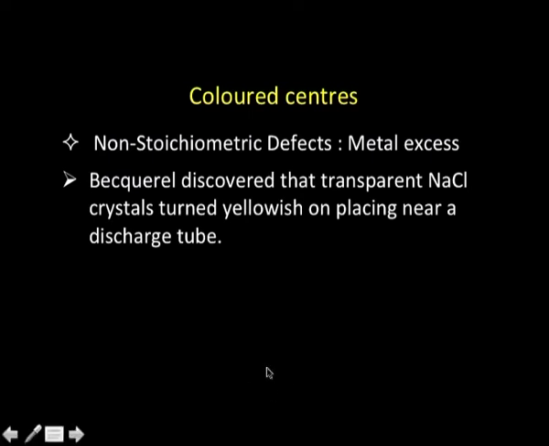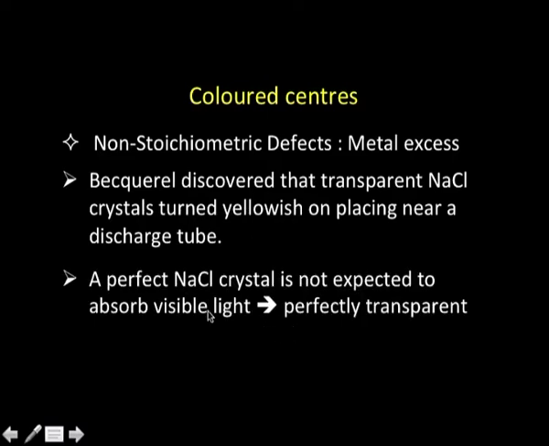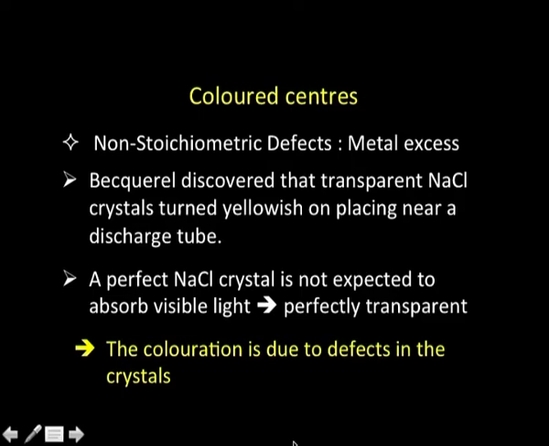Historically, Becquerel discovered that a sodium chloride crystal, which happens to be transparent, became yellowish when placed near a discharge tube. We know that a perfect NaCl crystal should not be absorbing any visible light. That means it is expected to be transparent, but it was becoming yellowish. That has to be attributed to some kind of defects in the crystal. By placing it close to the discharge tube, some kind of defects have come into the crystal of sodium chloride, and such defects which make the crystal colored are called colored centers.